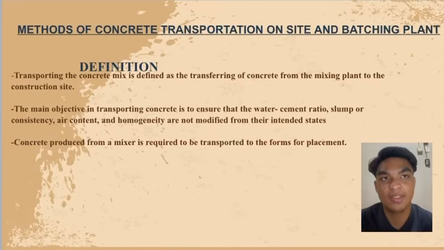Next, method of concrete transformation on site and batching plant. Definition: transporting the concrete mix is defined as the transferring of concrete from the mixing plant to the construction site. The main objective in transporting concrete is to ensure that the water cement ratio, slump or consistency, air content and homogeneity are not modified from their intended state.